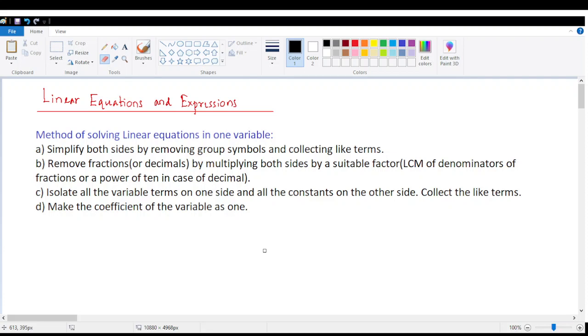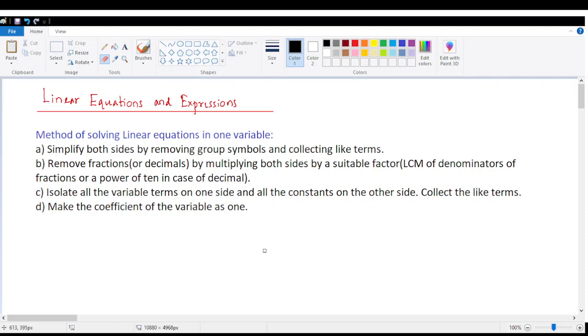That I'll explain with the help of an example. So basically you have to ultimately isolate the variable completely on one side and get the value of that particular variable. Solving means to get the value of the variable which is in the equation, right? So here we are going to learn how to solve a linear equation in one variable.